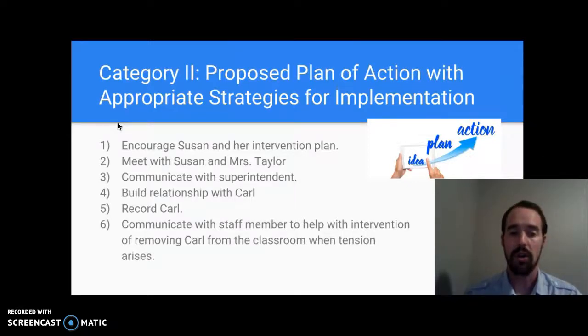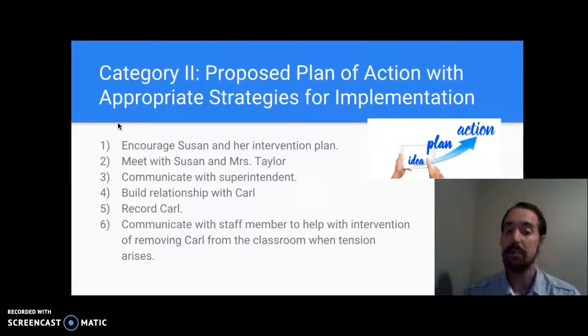I think recording Carl would be a good idea to be able to show the superintendent what we're working with and to be able to see also triggers that Carl has. This potentially could help us with realizing we need to hire more support staff or different strategies that we need to try to help Carl be successful in the classroom.